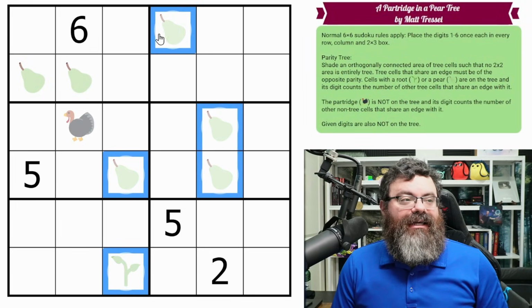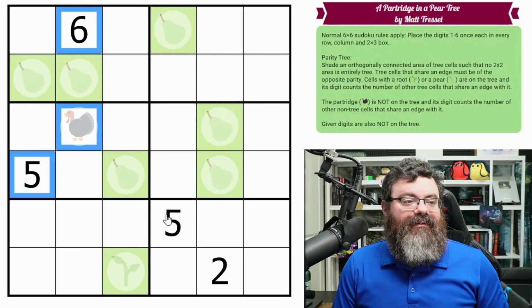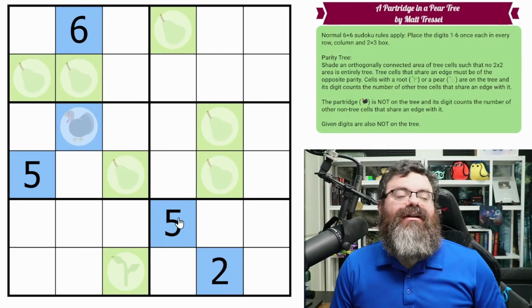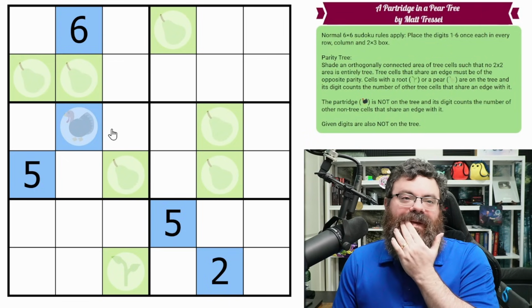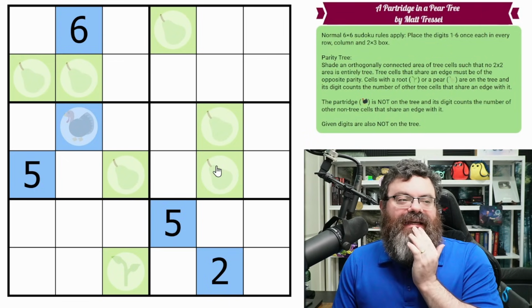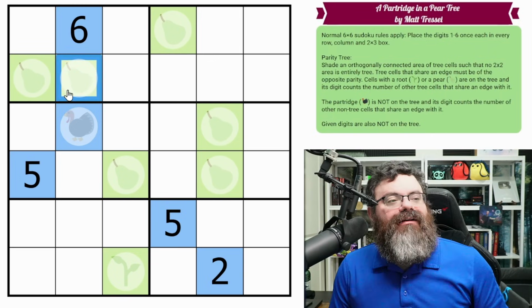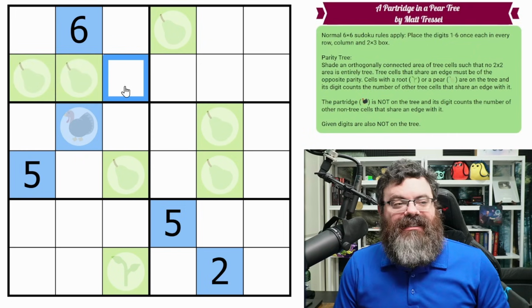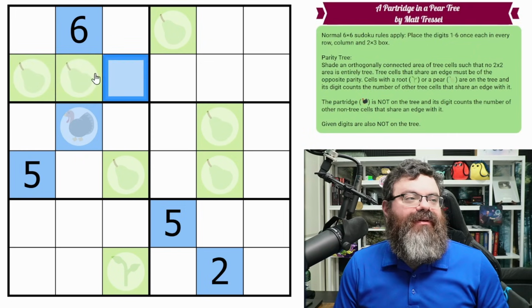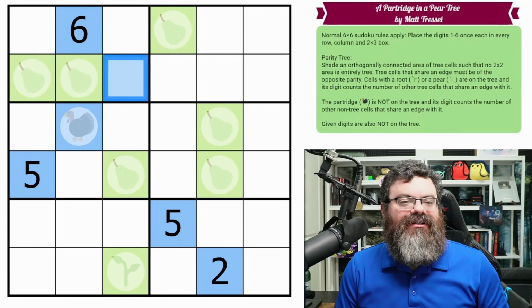Okay, so I'm going to start by greening all of these and bluing all of these because they are not on the tree. So the tree is orthogonally connected, so we can look at some connectivity options here maybe. Yeah, this has to be tree because if this was blue, then we'd have an isolated area with tree in it that can't connect to the other trees orthogonally. So this is green. We had to come through here.